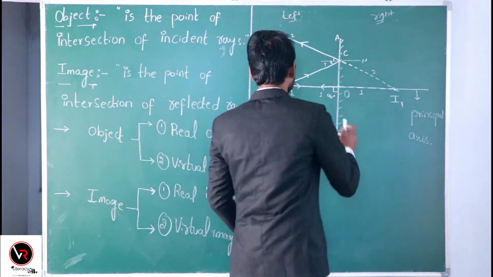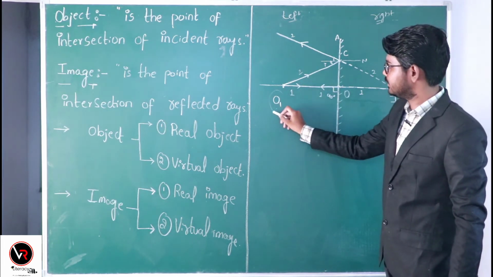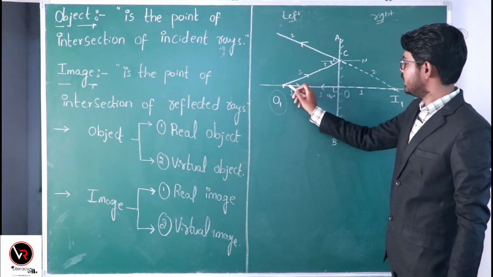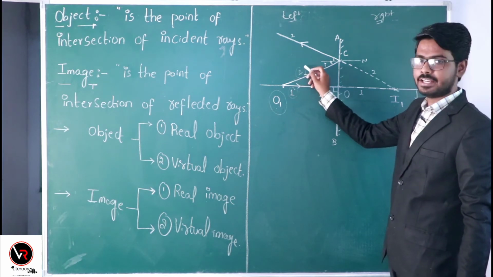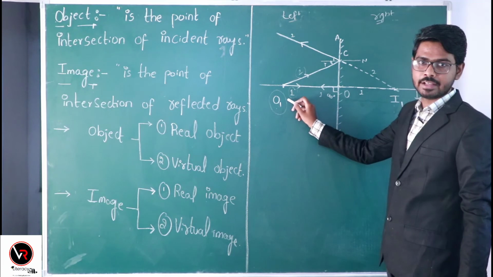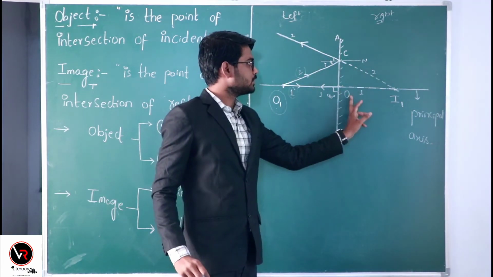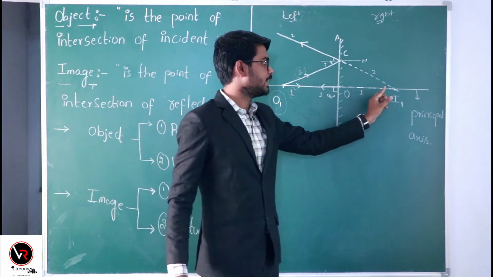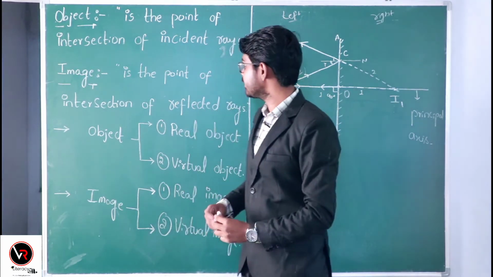See here, this is the first incident ray and this is the second incident ray, and this is the object, which is the point of intersection of these two incident rays. This first incident ray and second incident ray are intersecting at this point O1, which forms the object O1 in the ray diagram. And here, the first reflected ray and second reflected ray on extension are intersected at this point I1 and form the image. So see, look at the board.